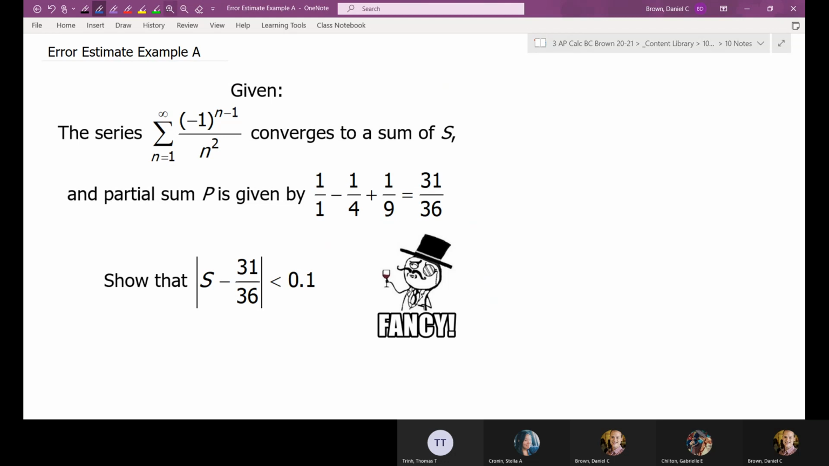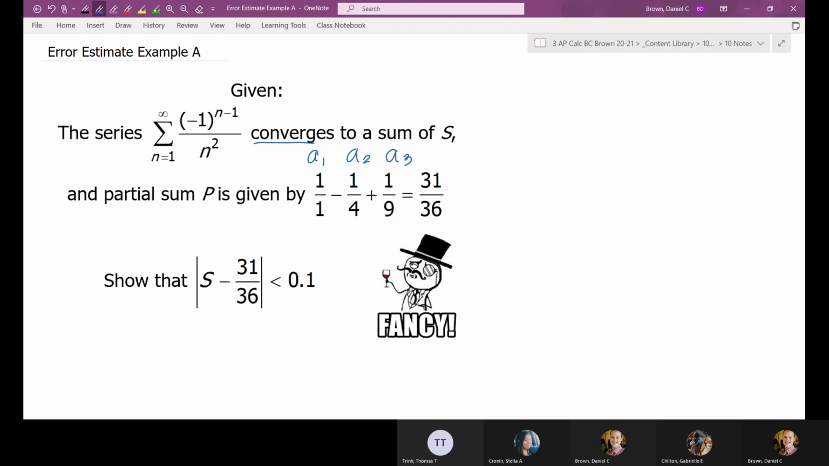And it's telling us that it's converging, so we don't have to prove that it's converging by the alternating series test. And it says the partial sum p is given by, and they're often going to write it out so you can clearly see what you're adding together. So they've added together the first term, the second term, and the third term. So this is a sub 1, that's a sub 2, and that's a sub 3. And then they found that partial sum. The idea behind it is we're thinking that this series approximately adds up to 31 over 36.